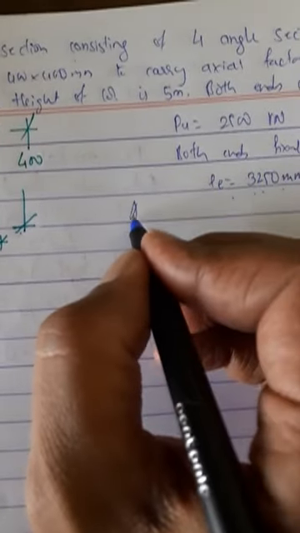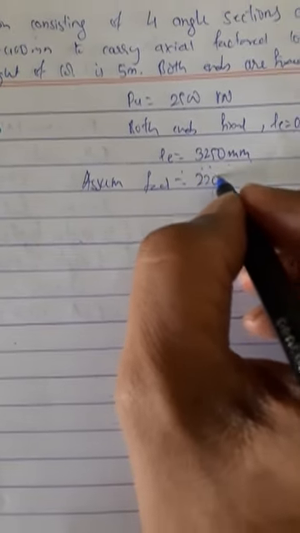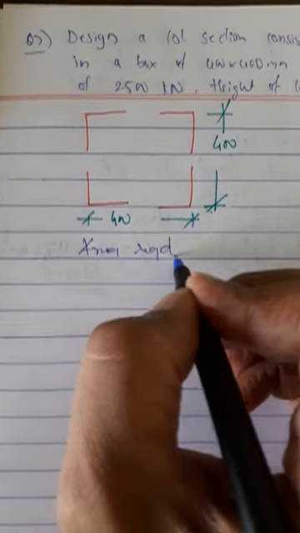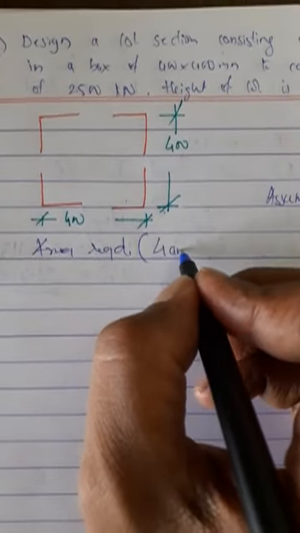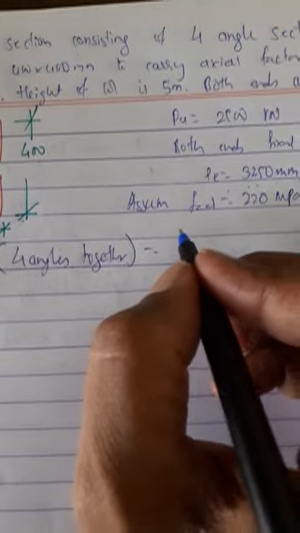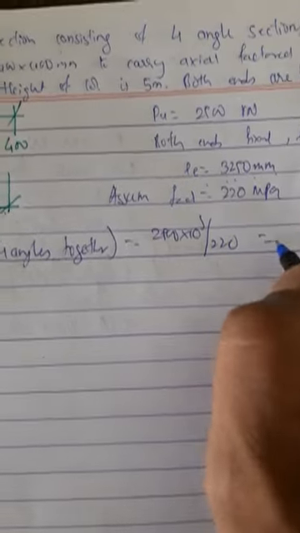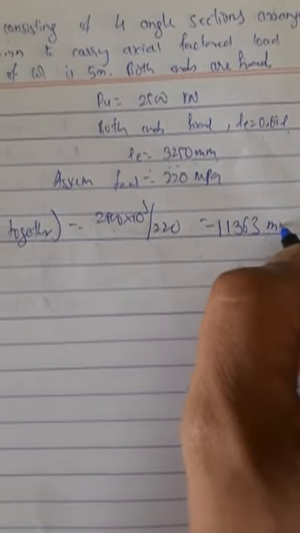Assume fcd is equal to 220 MPa. You can assume anywhere between 180 to 200 for column sections. Next, area required. Remember, this area you have to provide for 4 angle sections. So this area is for 4 angles together, which is equal to 2500 into 10 raised to 3 divided by 220. So you get the answer 11363 mm square.